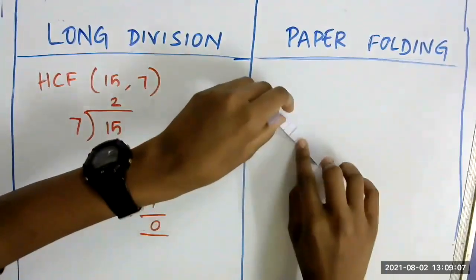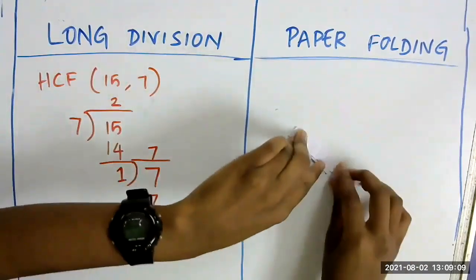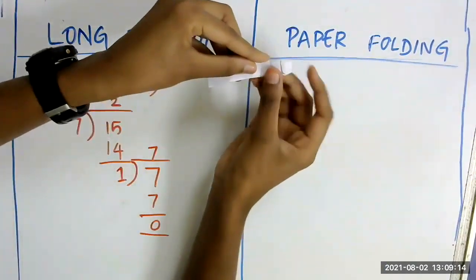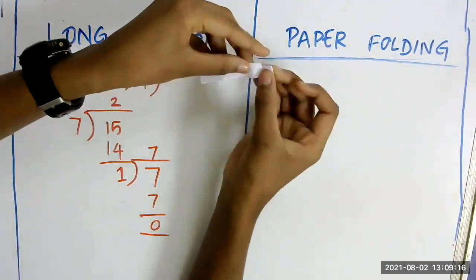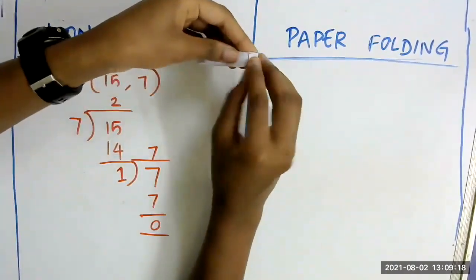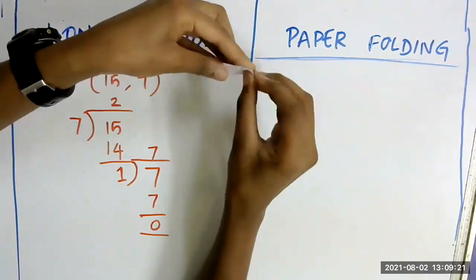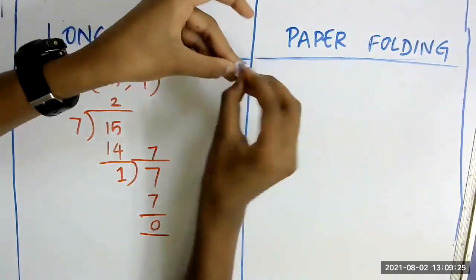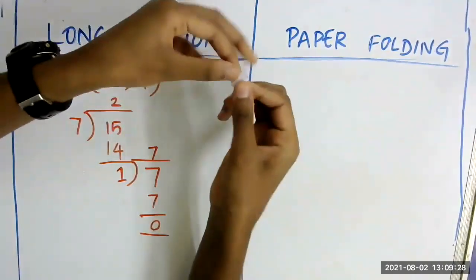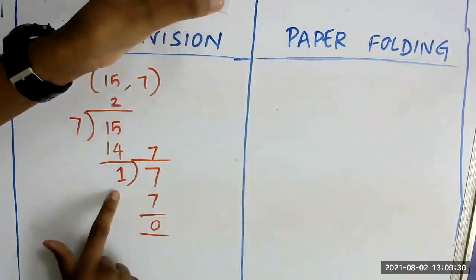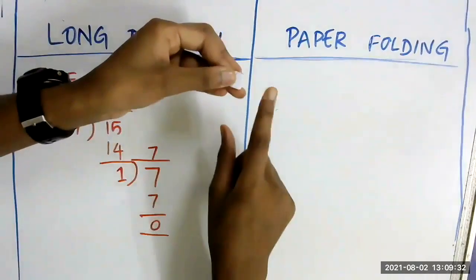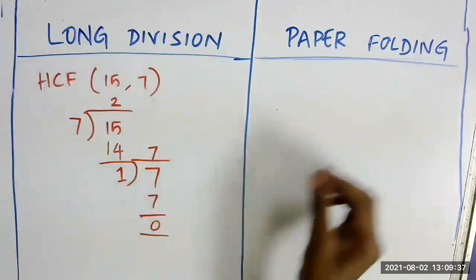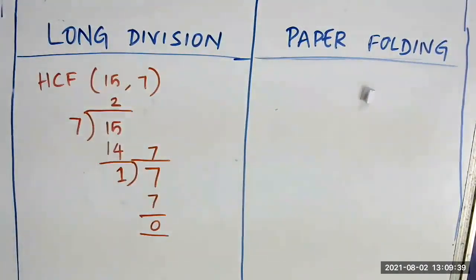Let me just get a good grip of it. So this one small box, I'm trying to fold it: one fold, two fold, three fold, four fold, five fold, six fold, and seven fold. So what does it mean? This is that one box, right? I had to fold it 7 times to cover the entire strip. So this is a long division for 15 and 7.